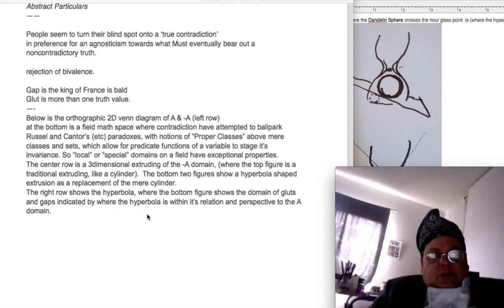People seem to turn their blind spot onto a true contradiction in preference for an agnosticism towards what must eventually bear out a non-contradictory truth. Rejection of bivalence. Gap: the king of France is bald. Glut: more than one truth value.